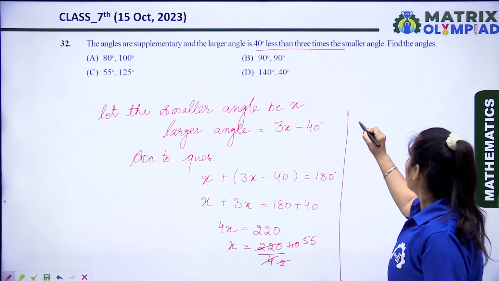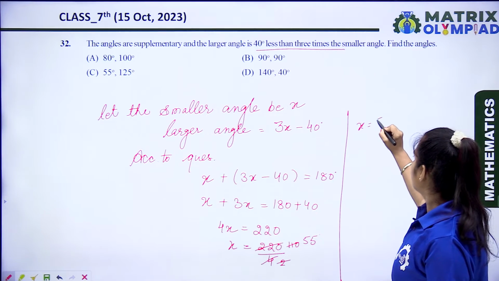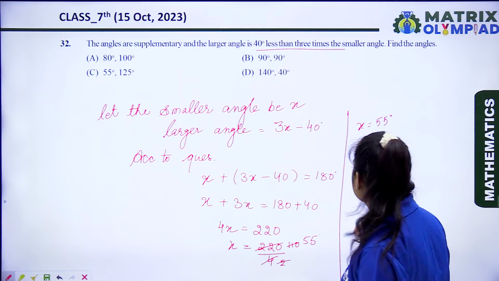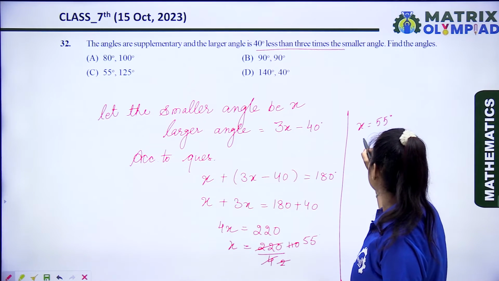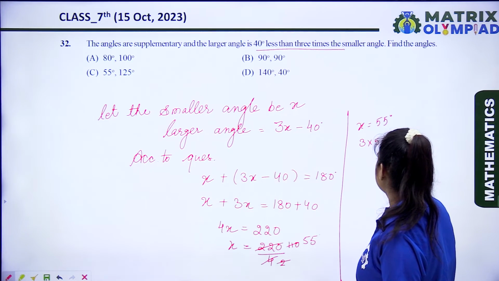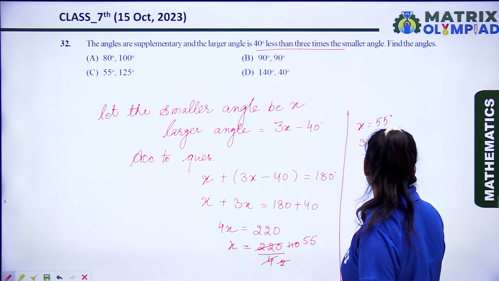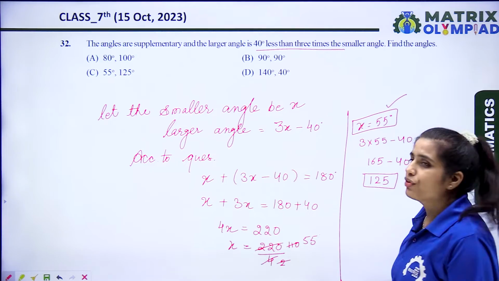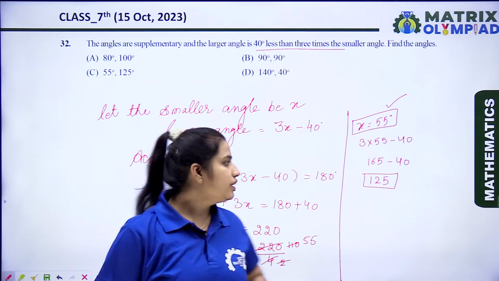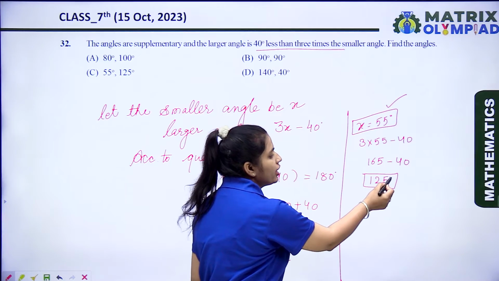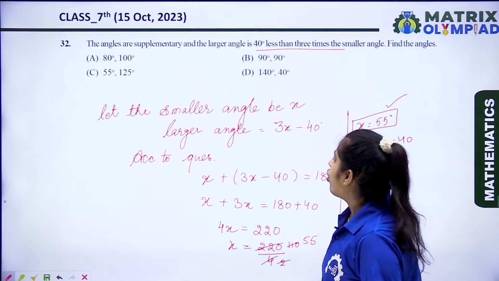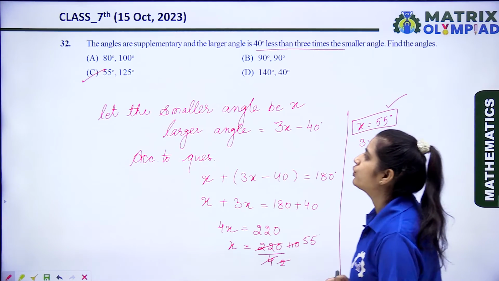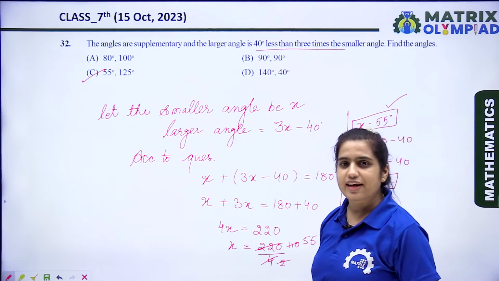So here the value of x is equal to 55 degree. Now the smaller angle is 55 degree, and let's find out the larger angle: 3 multiplied by 55 minus 40. So one angle is 55 degree and the larger angle is 125 degree. So here let's check the options, and here we have option C, that is 55 and 125 degree. So option C is the correct answer.